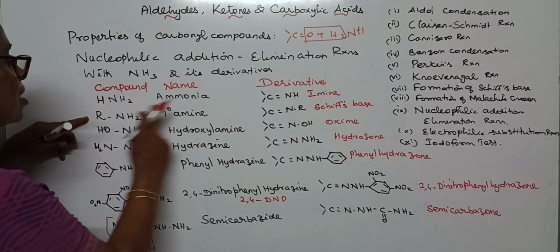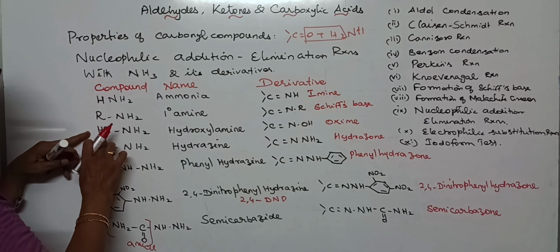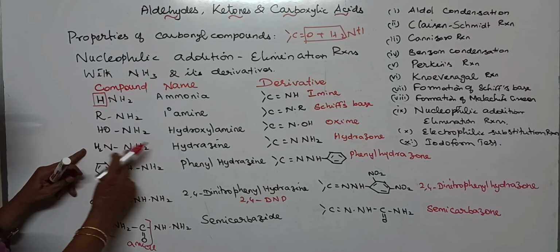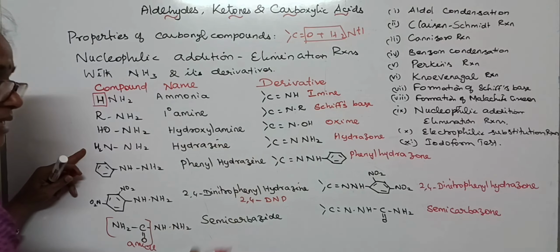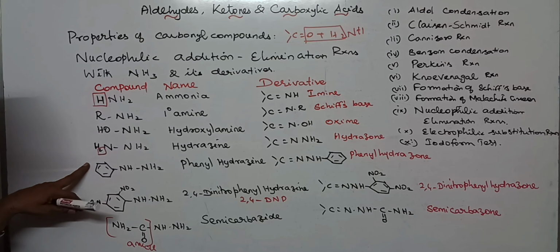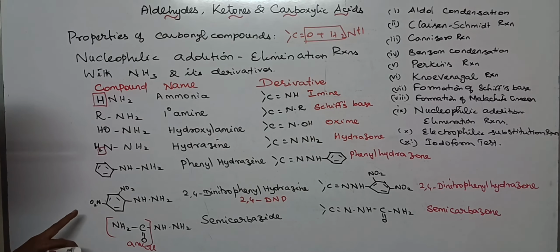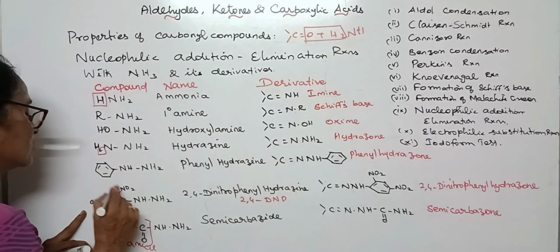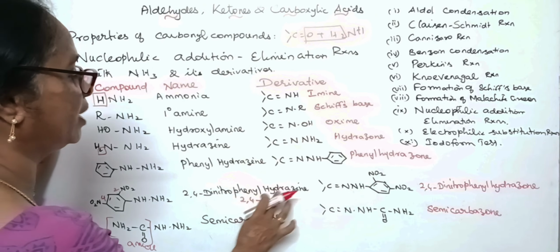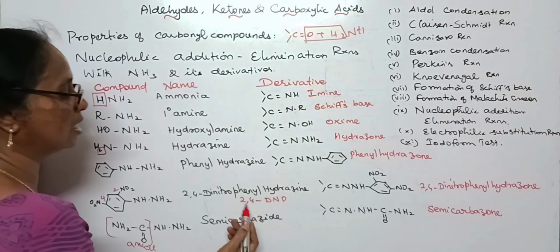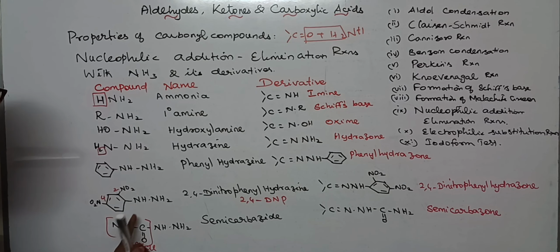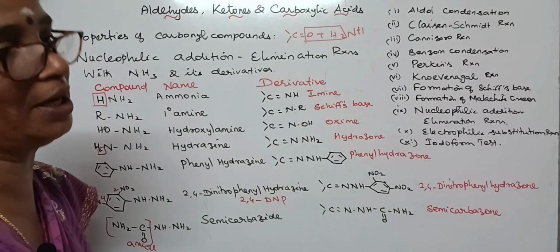See, this is called primary amine, and in place of hydrogen we are using OH group, so it is hydroxylamine. And this one, where 2 NH2 groups are there, is called hydrazine. In hydrazine, when one of the hydrogens is replaced by phenyl group, it is phenyl hydrazine. Or when the phenyl group has nitro groups at 2,4 positions, then it is said to be 2,4 dinitrophenyl hydrazine. It is shortly known as 2,4 DNP.